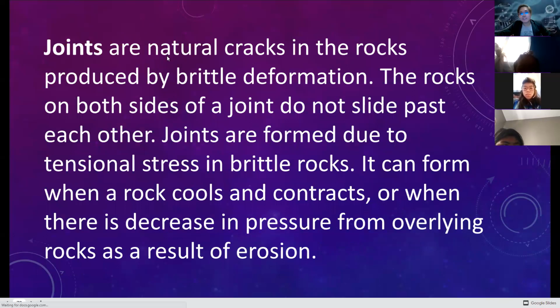Joints are natural cracks on the rocks produced by brittle deformation. The rocks on both sides of the joint do not slide past each other because these are joints. Joints are formed due to tensional stress or forces in brittle rocks. They can form when the rock cools and contracts, right? Or when there is a decrease in pressure from overlying rocks as a result of erosion, okay?